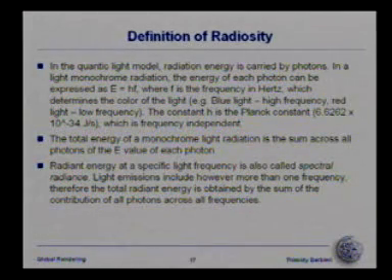So you should make an integral between all the ranges of frequency over which a light source emits. Typically, when you see a white light source, this is because it emits over practically the whole visible spectrum. So it emits in red, in blue, in green, for sure, and everything in between. Radiant energy at a specific light frequency is also called spectral radiance. Light emission includes, however, more than one frequency. I just said it.